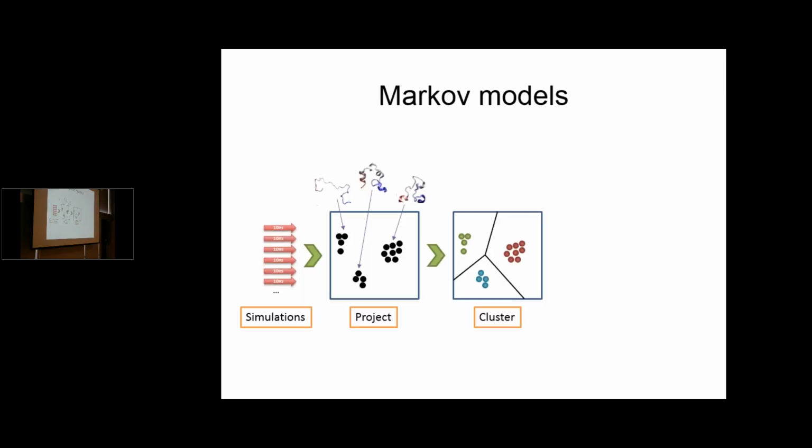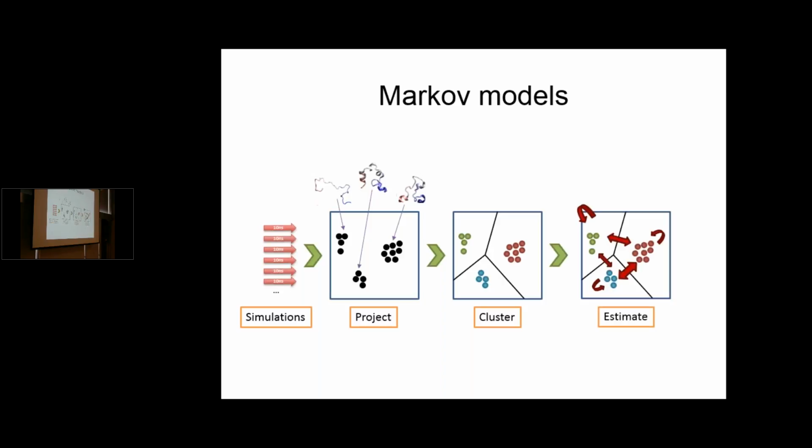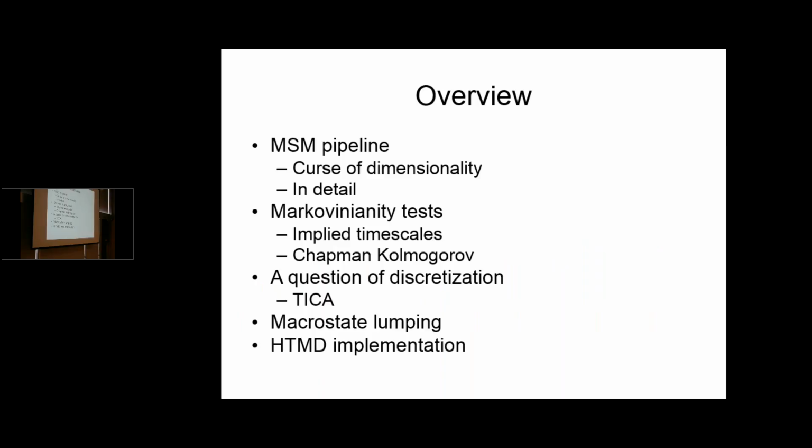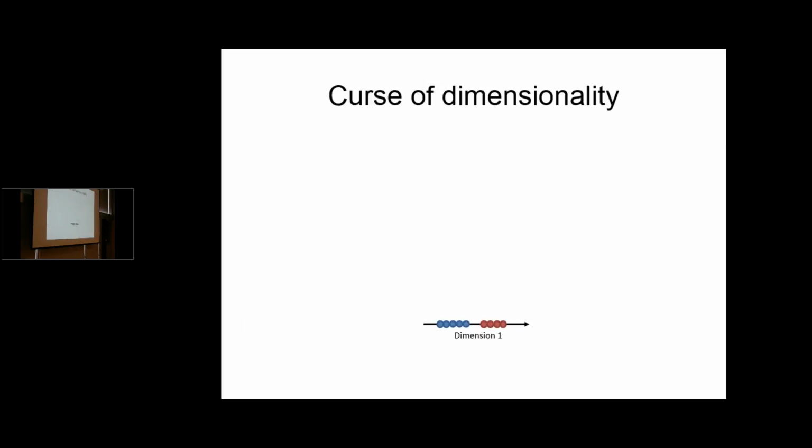Then we can cluster this space into a set of states, which we're going to use for the Markov model. And then we're going to count transitions between those states from the state itself. And that's how we build the Markov model. And from the Markov model, we can calculate then all of the kinetics that we are interested in, the metastable states, etc. So let's go into a bit more detail.